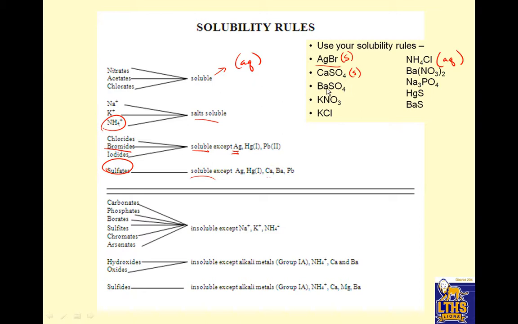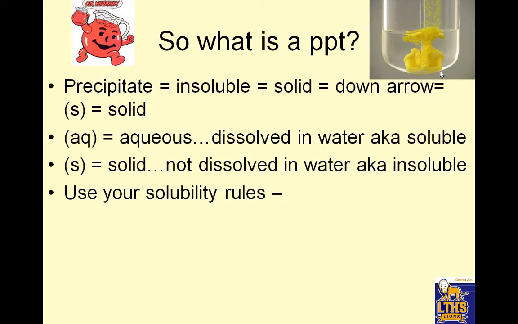All right. Let's look at barium nitrate. So let's look for barium. I don't see barium. Let's look for nitrates. Oh, nitrates. All right, nitrates are soluble. So that means anything with a nitrate in it will be aqueous or dissolved in water. Okay, we'll figure out the rest of those in class using solubility rules.